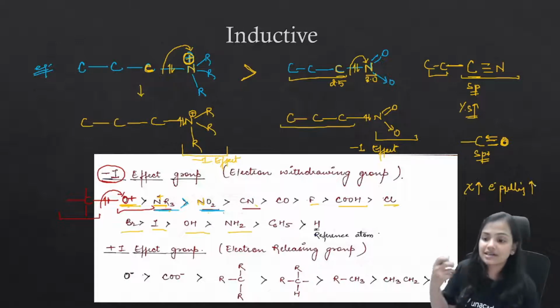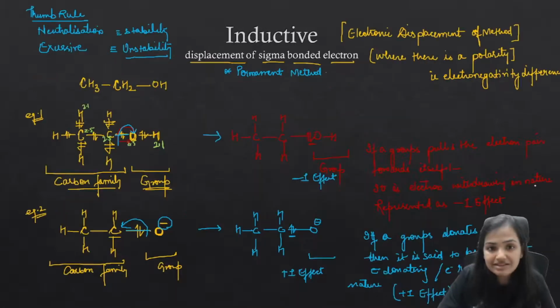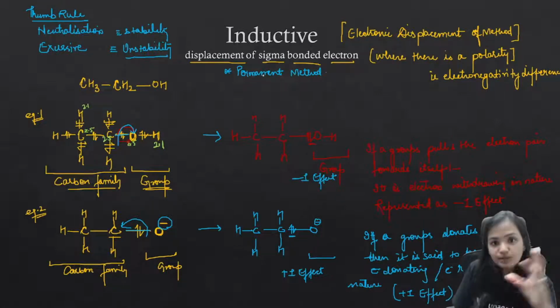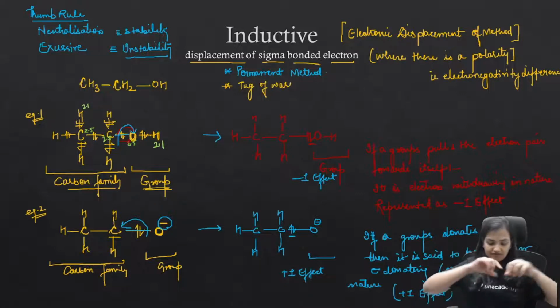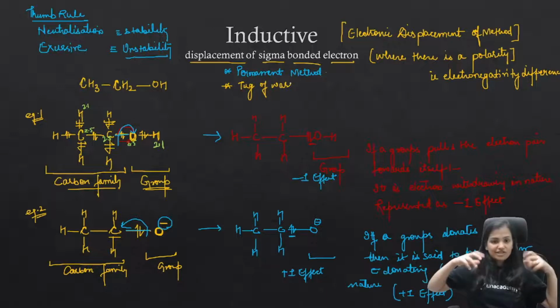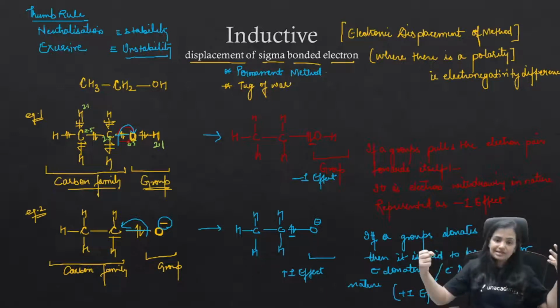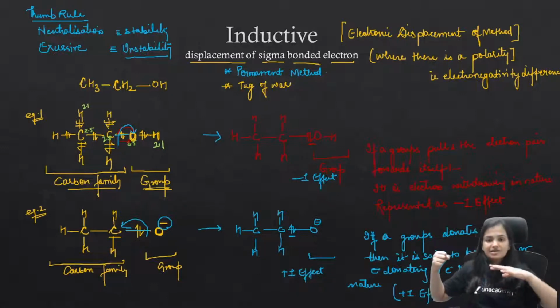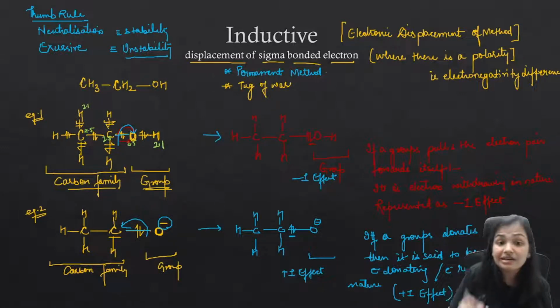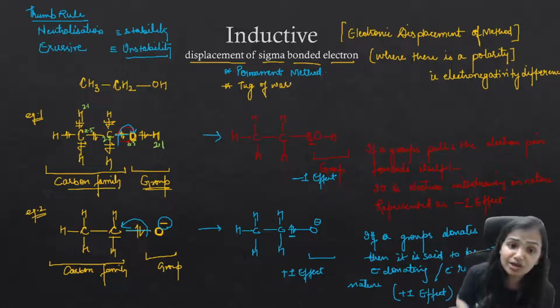So let me compile this inductive effect in simple words. It is simply a displacement of sigma bonded electrons. It is a permanent displacement method. You can relate this to tug of war. You might know about this game. There is a rope, and there is pushing or pulling of the rope. Whichever team wins will be considered as minus I, and whichever team loses will be considered as plus I. So you can relate this with the game tug of war.